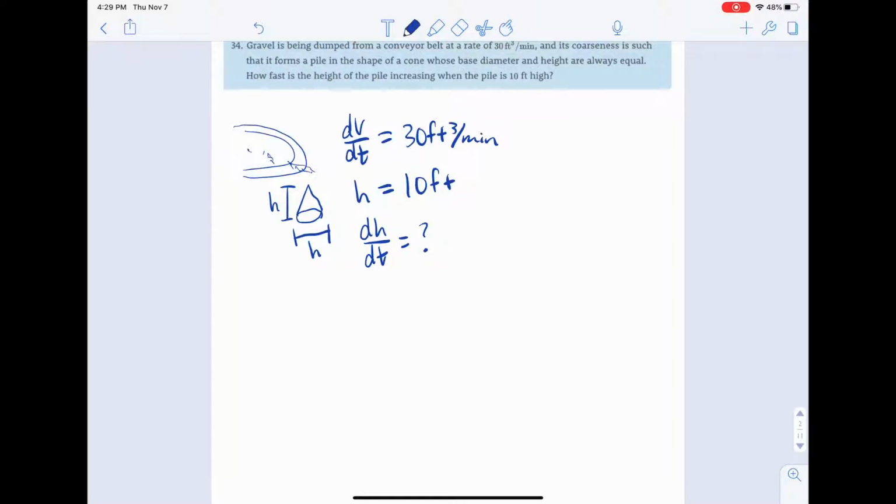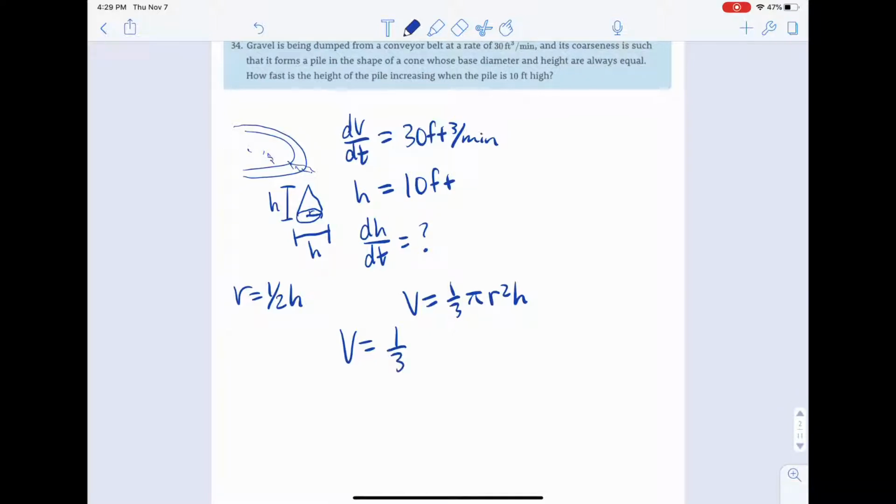The formula that we're going to use is the volume formula for a cone, which is volume equals 1/3 pi r squared times height. But we don't know what r is, or we don't have dr/dt. So we have to substitute something for r. The radius is just going to be half of the height, because the height and the base are equal to each other, and the radius is just half of the base. And we can just plug that back into our volume equation.